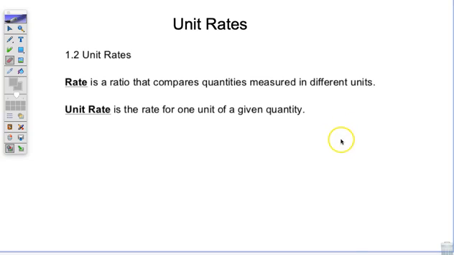Okay, today's lesson is on unit rates. When we're talking about unit rates, we're basically talking about two different vocab words. Those include rate and unit rate. The rate is a ratio that compares quantities measured in different units. A unit rate is the rate for 1 unit of a given quantity.